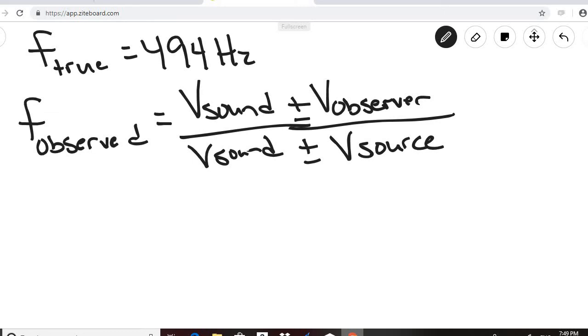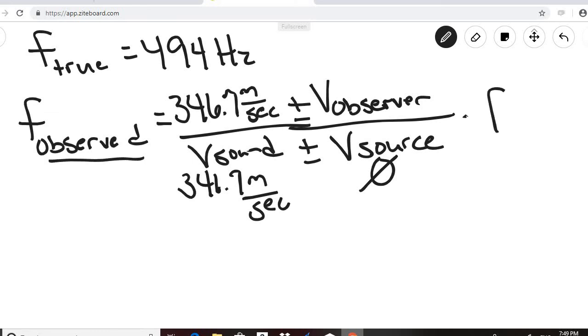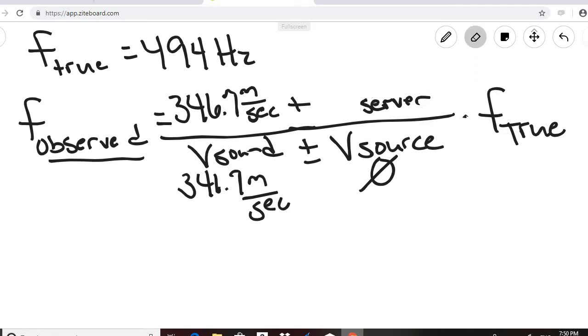Okay, the factory whistle is not moving, right? So this is going to be 0. Both of these other numbers will be 346.7 meters per second, so we'll put that in here as well. Then it becomes a matter of whether we add or subtract the velocity of the observer. If she is moving toward the sound, she hears a higher frequency. So for this number to be larger than the true frequency, we need a higher number in the numerator, which tells us we need to add the velocity of the observer. And we're trying to solve for that.